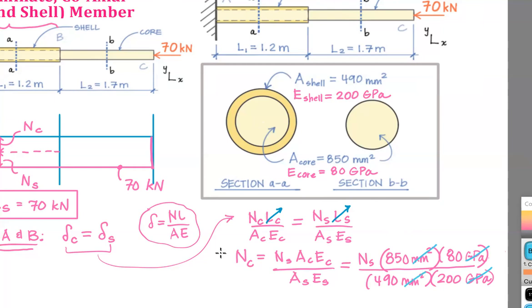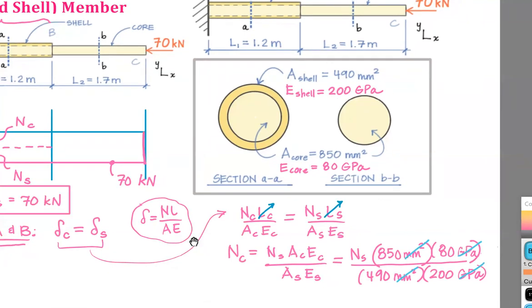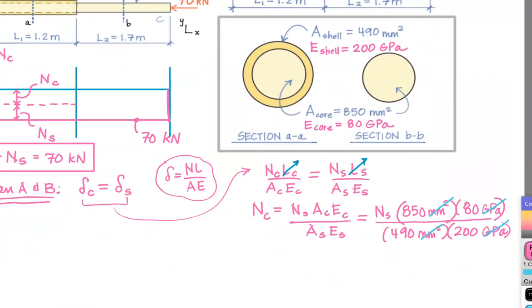We're going to look at the ratio between N sub C, the normal force in the core, and N sub S, that normal compressive force in the shell. And you can punch this one through your calculator. And that yields N sub C equals 0.6939 N sub S. And sometimes it's useful to express this as that inverse as well. So you could also write N sub S equals 1.441 N sub C, just by taking the inverse of that 0.6939.